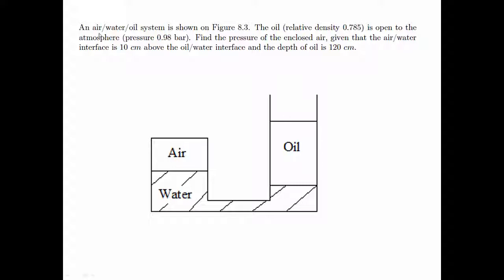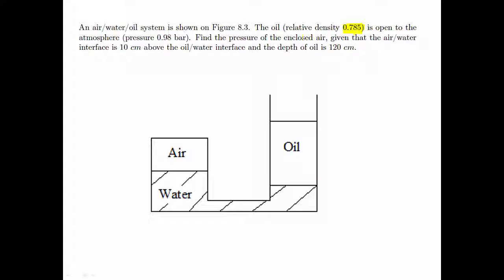Just looking at the question, an air, water, oil system is shown in the figure. The oil's got a relative density, so we need to underline that. We need to understand what relative density, or specific gravity, is. That's the density relative to that of fresh water. The density of fresh water is 1,000 kilograms per meter cubed. So we multiply that by 0.785, which gives us the density of the oil, 785 kilograms per meter cubed.